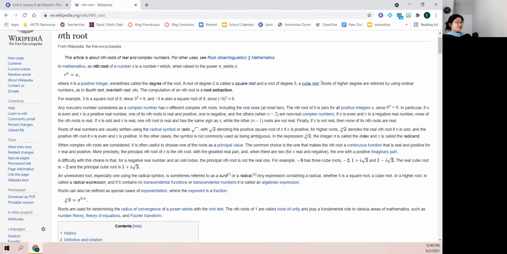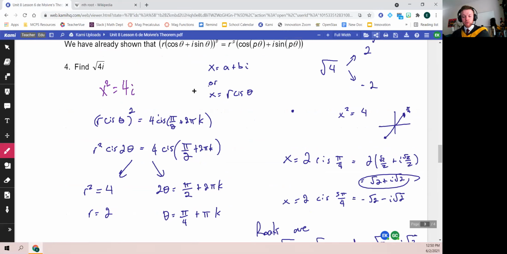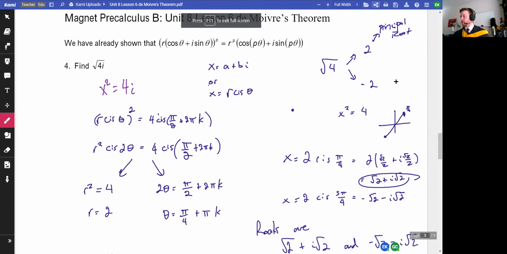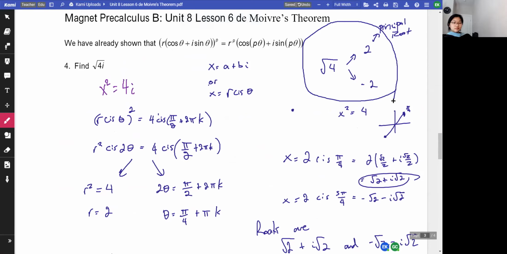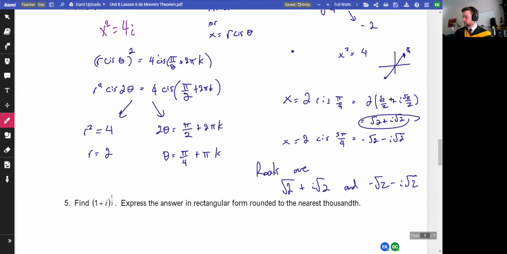The principal nth root of x is the nth root with the greatest real part. And when there are two, for x real and negative, the one with a positive imaginary part. There you go. That is what it means to be a principal root. That's the real definition, which still holds true for the two roots of 4: 2 and negative 2. 2 is the larger of the real parts. They both have 0 imaginary part, but there you go. This one's the principal root.